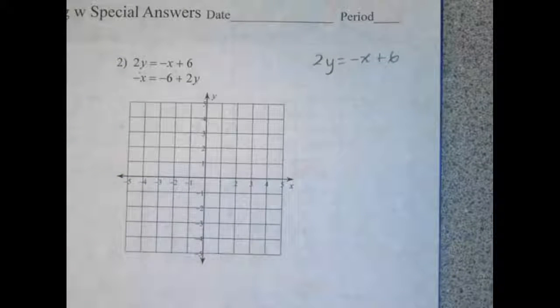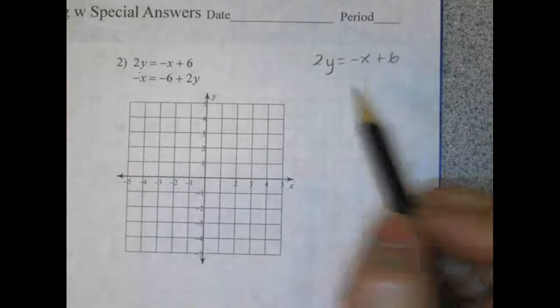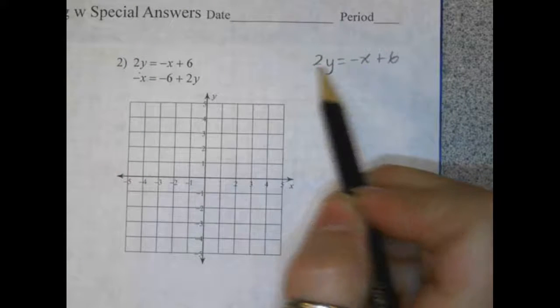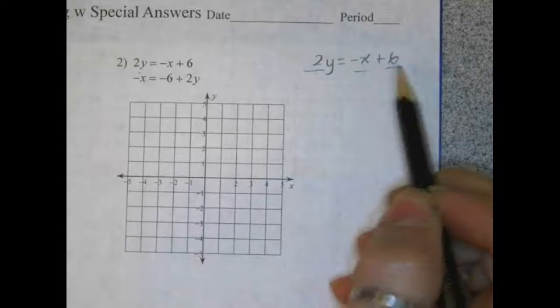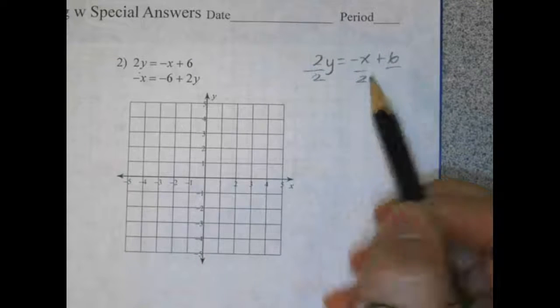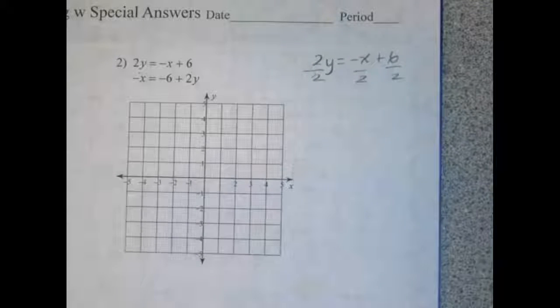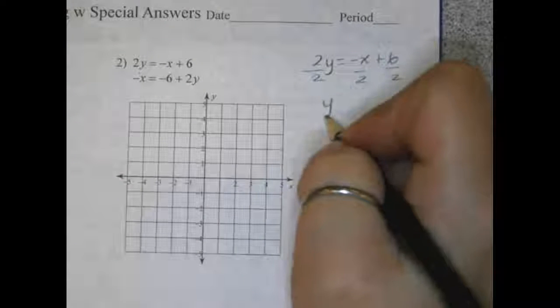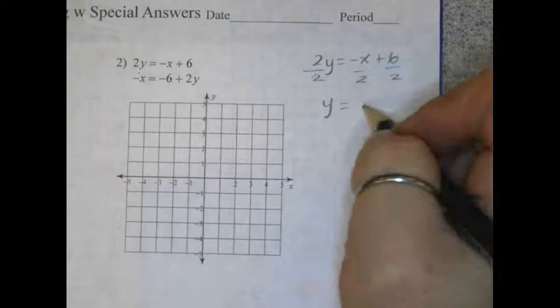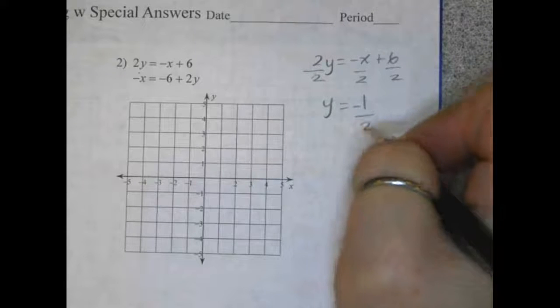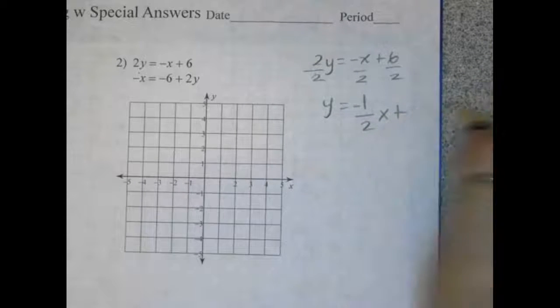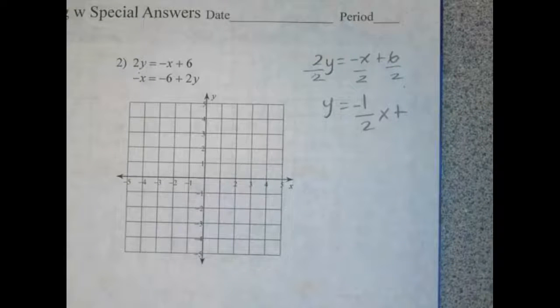Remember, slope-intercept form is on my wall. It's y equals mx plus b. All I need to do is get rid of this 2 here. So I'm going to go ahead and start by dividing every term by 2. And that's going to give me y is equal to negative 1 over 2x plus, what's 6 divided by 2?